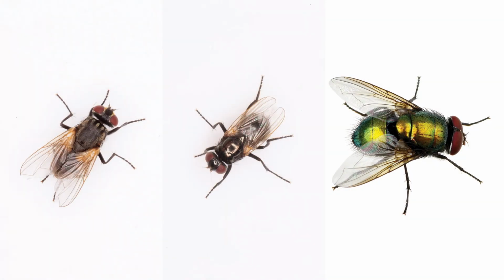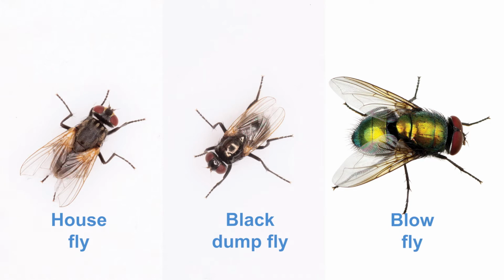Different fly species have different habits and life cycles, so in order to use IPM practices effectively, you need to know the life cycles of the flies that are present at your facility. There are three major fly pests found inside swine facilities: houseflies, black dump flies, and blowflies. These flies are often referred to as filth flies because of their ability to develop in animal manure, waste, carrion, trash, and other decomposing organic substances like old feed and bedding.